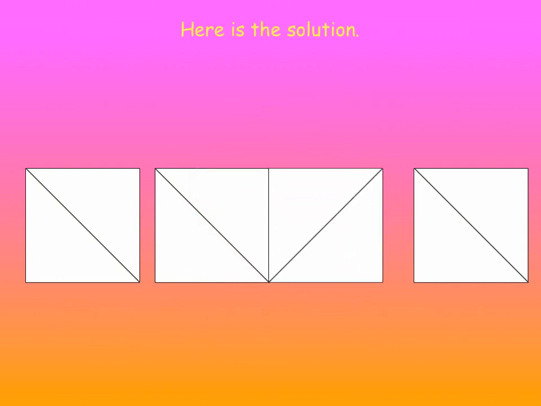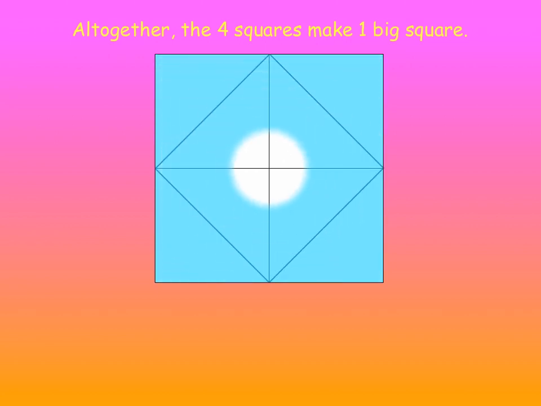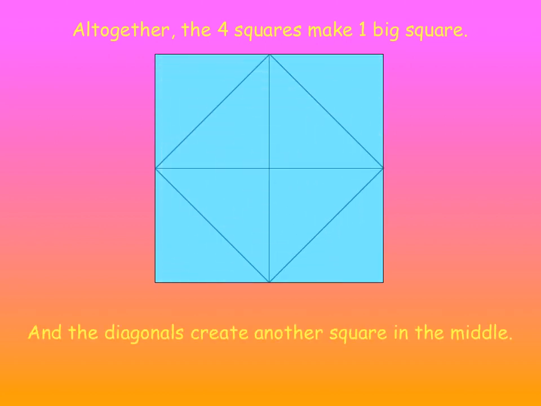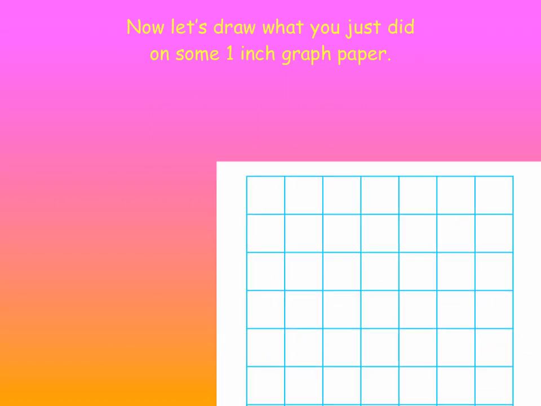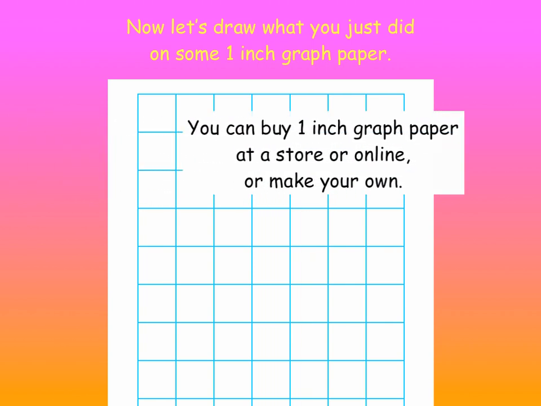Here's the solution. Rotate, rotate, rotate. Altogether, the 4 squares make 1 big square, and the diagonals create another square in the middle. Now, let's draw what you just did on some 1-inch graph paper. You can buy it or make your own.